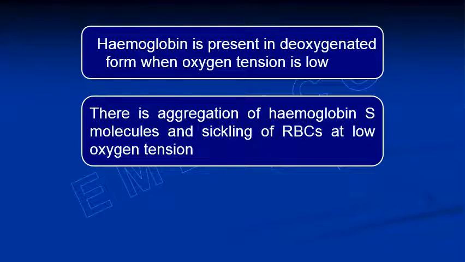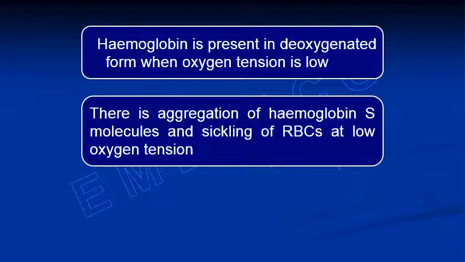Now, hemoglobin will be present in deoxygenated form when oxygen tension is low. So there will be aggregation of hemoglobin S molecules and sickling of the RBCs if the patient does not have a sufficient amount of oxygen. Okay.